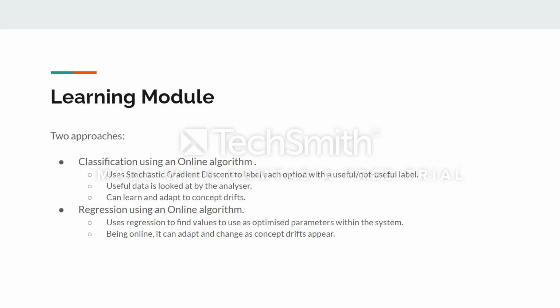So there are two approaches to creating this machine learning model within the learning module. They use classification and regression, and both of those are online algorithms, which means they update consistently throughout the lifetime of the program. Classification uses stochastic gradient descent, a linear version of this, to label each option in the adaptation space with a useful or not useful label. Whatever is labeled useful is looked at by the analyzer, and so it reduces the adaptation space quite a bit using this method.